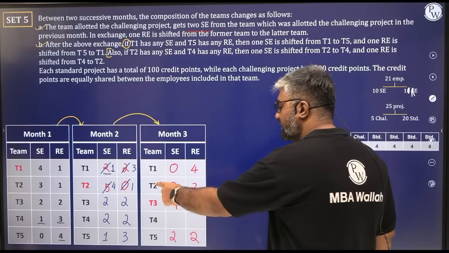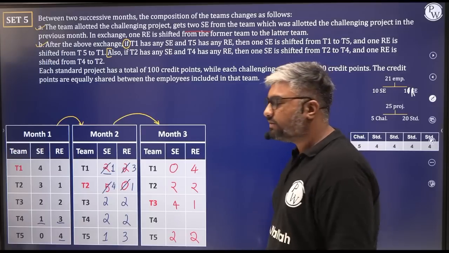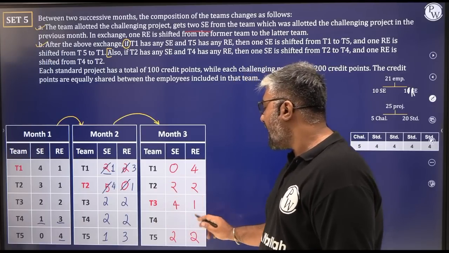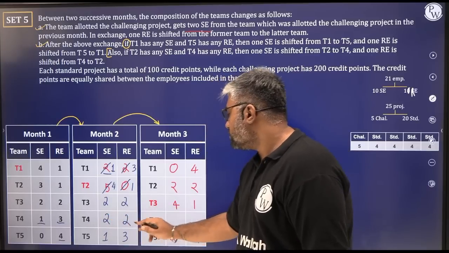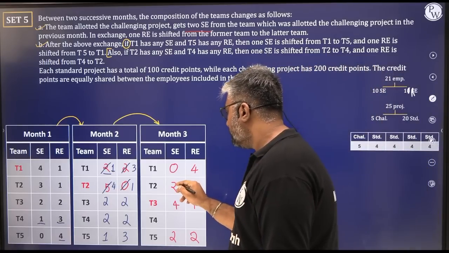Something again happens with T2 and T4. So this is not settled. 2 and 2, this is not settled. We also have to deal with T2 and T4. Do we have SE in T2? Yes, we have. Do we have RE in T4? Yes, we have. So what will happen? From here we will remove 1.